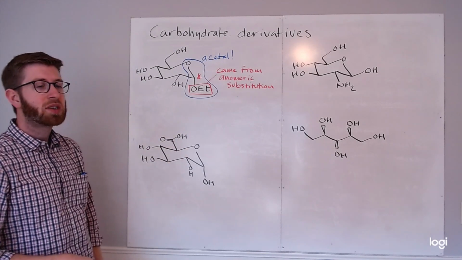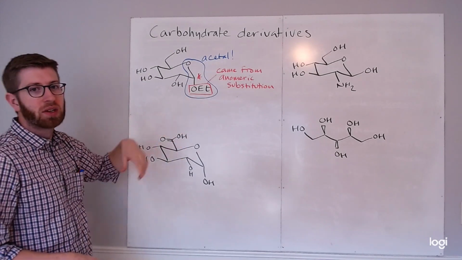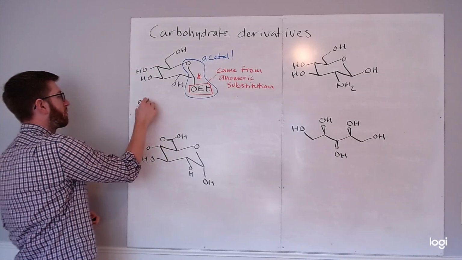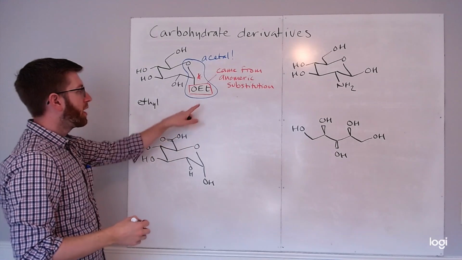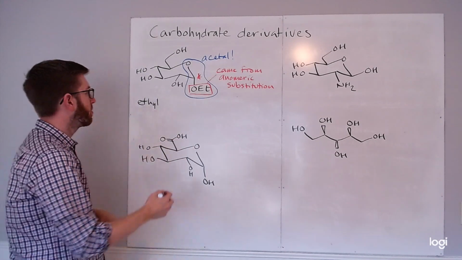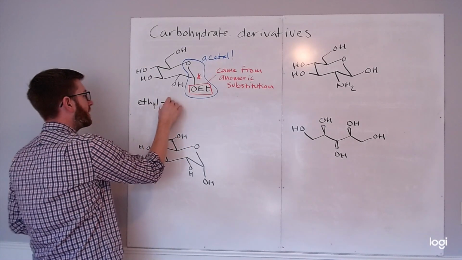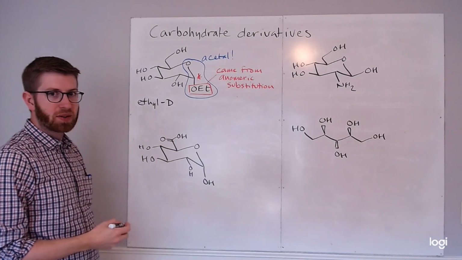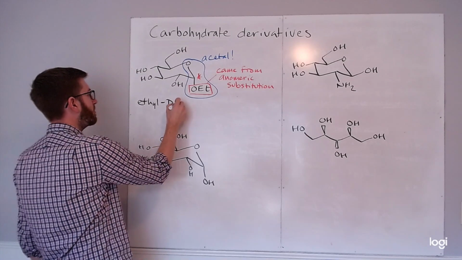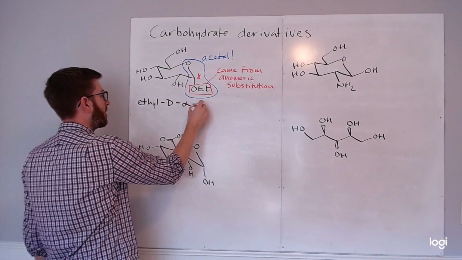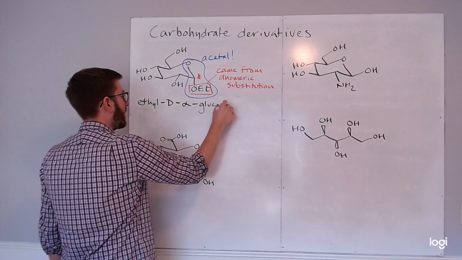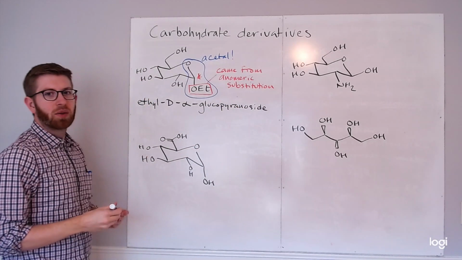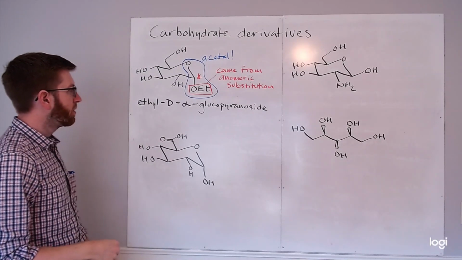I also want to point out something about the naming for these kinds of structures where we've done some anomeric substitution, and specifically for ones where we've actually introduced an ether group at the anomeric position. So this structure would be called ethyl, because we're introducing an ethyl ether of this group. D, so this is the D-diastereomer, enantiomer of this particular derivative. Alpha glucopyranoside.